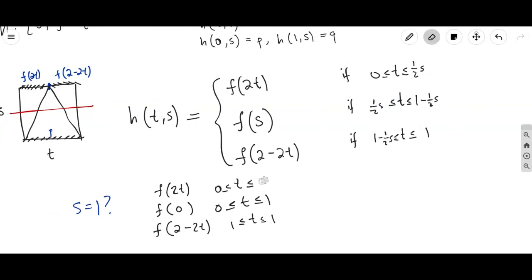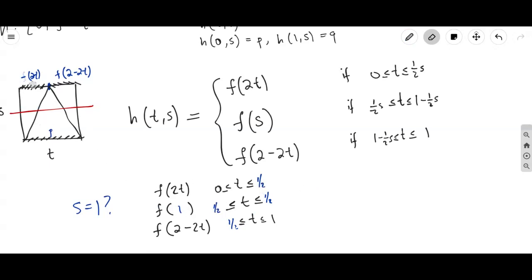Then this goes from 0 to a half. This one will go from a half to a half. And that should be s equal to 1. So from 1/2 to 1/2, this is f of s, a half. I'm sorry, s is 1, so it's just f of 1. And then from a half to 1, there should be 2 minus 2t. And that's exactly what we want.